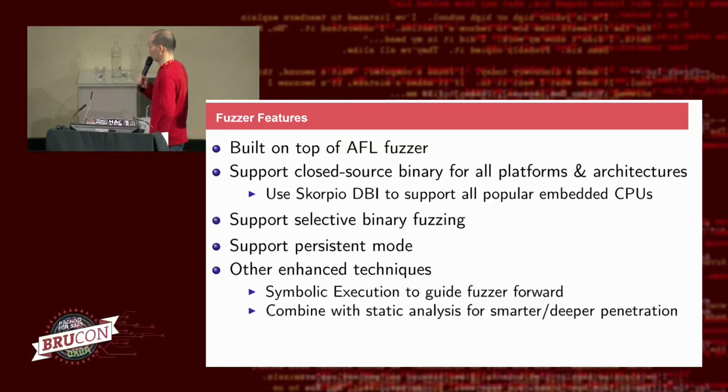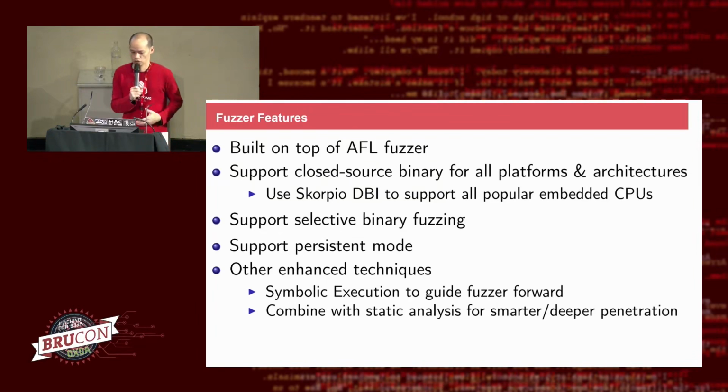Okay, so the idea is that we do not build our own fuzzer from scratch, but we build on top of a fuzzer which is very powerful and very mature. So we build on top of AFL. But remember that AFL doesn't support closed binary very well. So our extension on AFL needs to support fuzzing the binary, right? So we use our Scorpio DBI to instrument the target binary running inside the fuzzer.